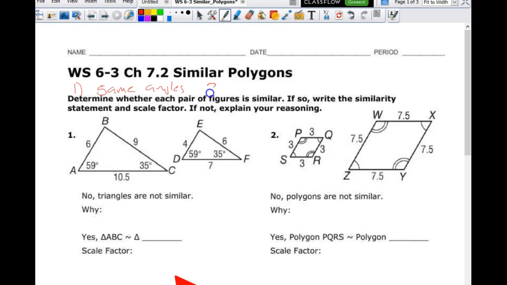Second thing you need to do to prove it is that it needs to have proportional sides to each other. What does that mean? That means the sides must have the same scale factor. They must all have the same scale factor. So what's a scale factor?